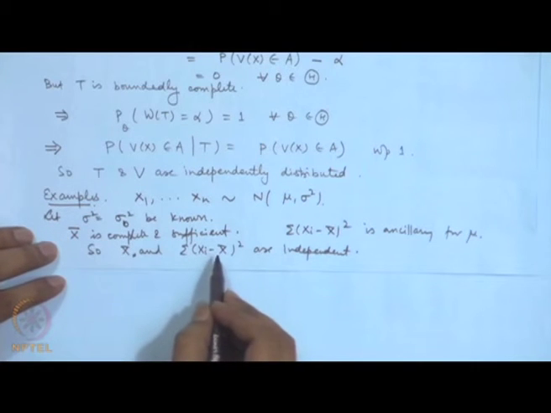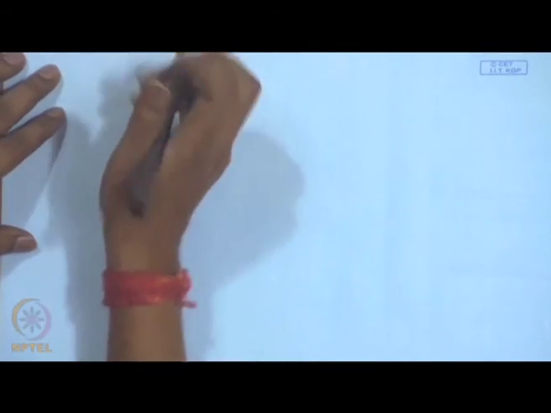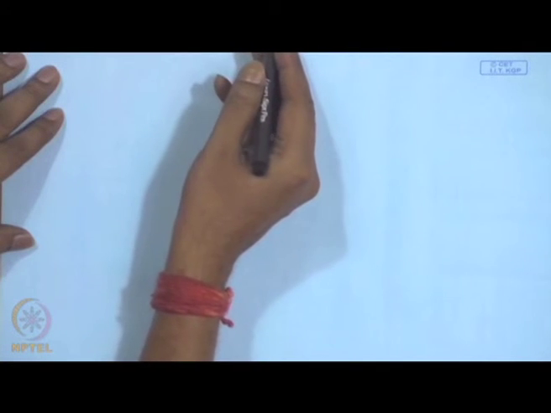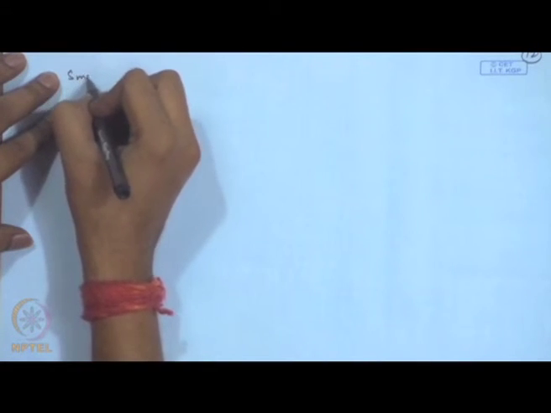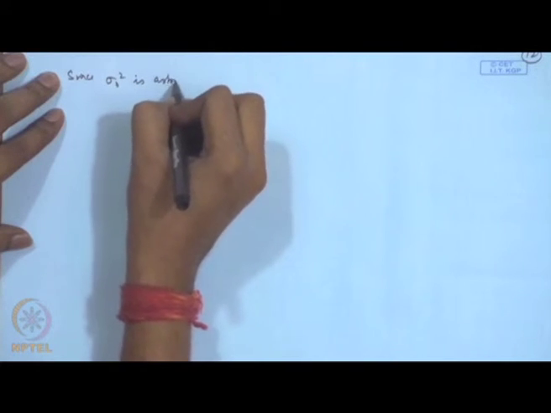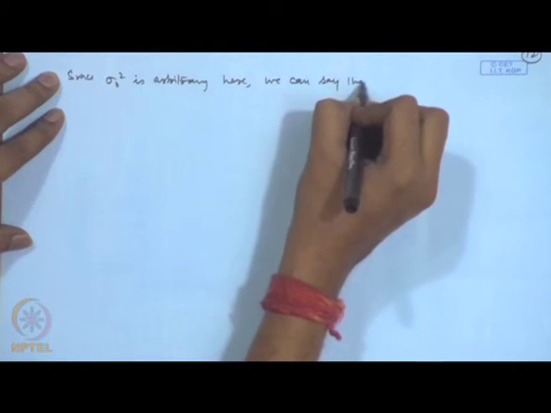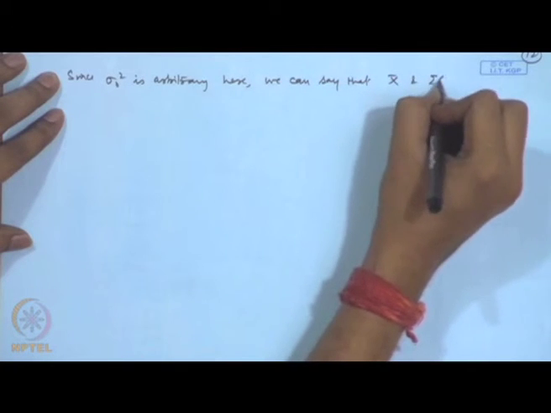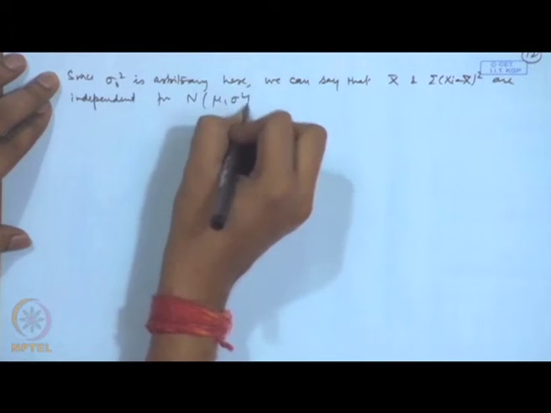Now, if we are writing this statement here, this sigma naught square does not play a role, because this was arbitrarily fixed. So, if we say it for all sigma naught square, that means X bar and sigma Xi minus X bar whole square are independent in general here. So, we can say, since sigma naught square is arbitrary, that X bar and sigma Xi minus X bar whole square are independent for the normal(mu, sigma square) case here.